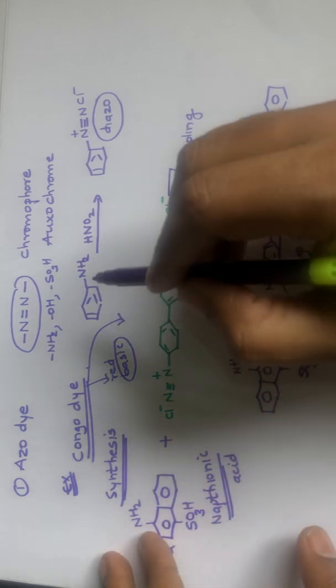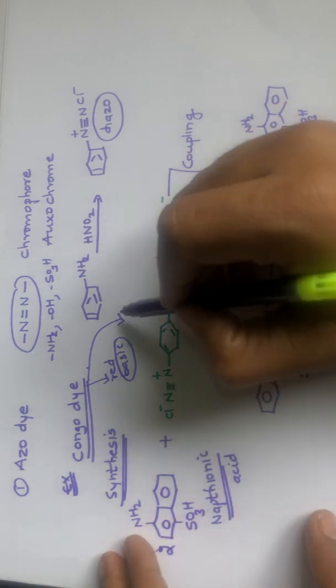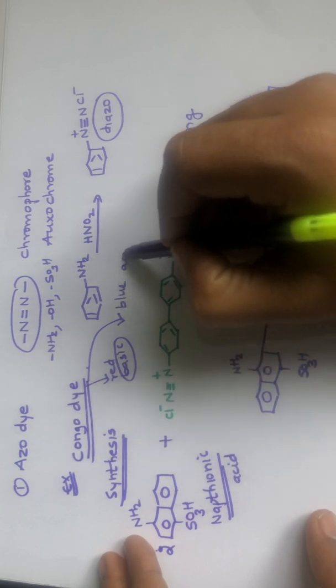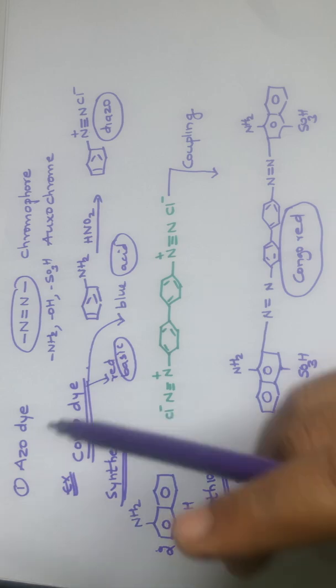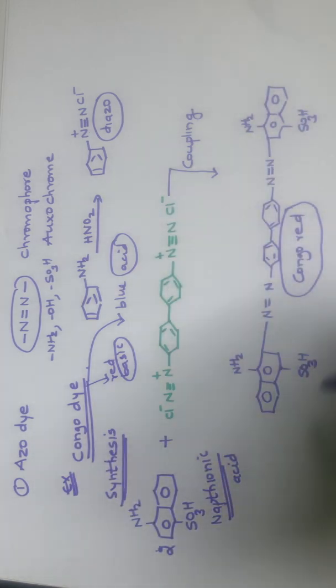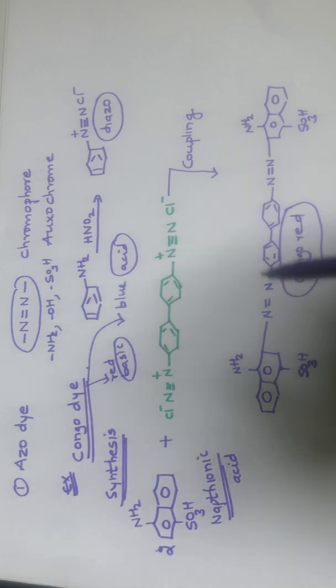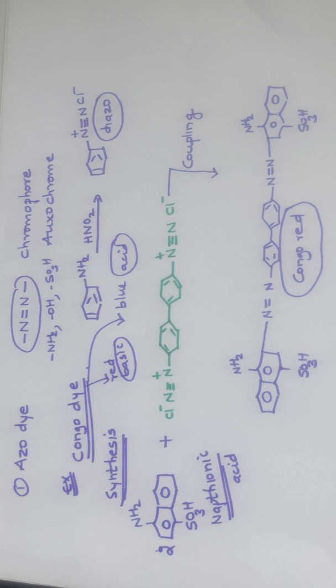And it is blue in acidic medium. It is red in basic solution and blue in acidic solution. The change in color from red to blue in acidic solution is due to certain structural changes that occur. So you should know the preparation of this dye, the Congo red dye. When you treat this with NaCl, this H plus gets replaced by Na plus, so that is called the disodium salt. It is the best example of an azo dye.